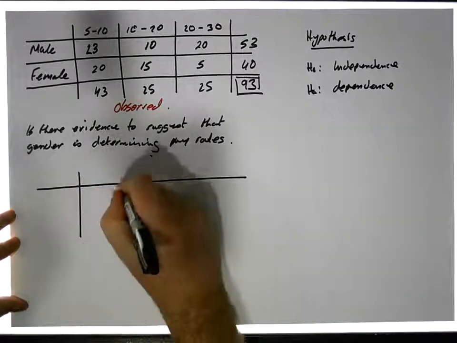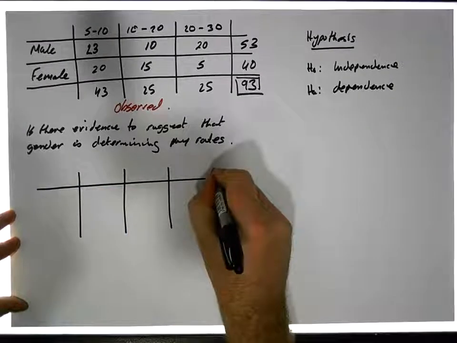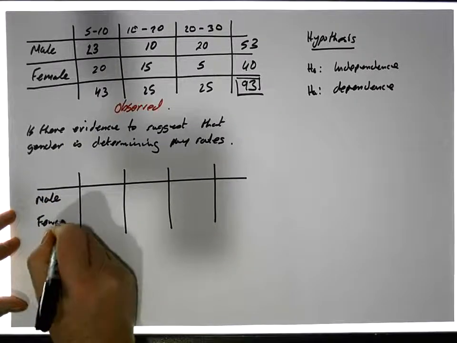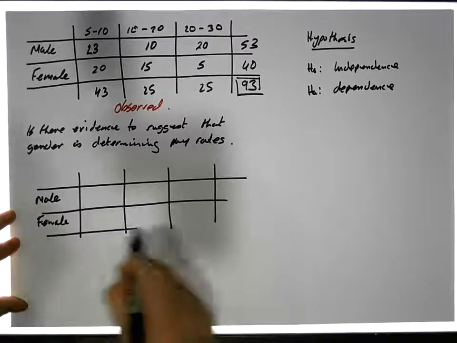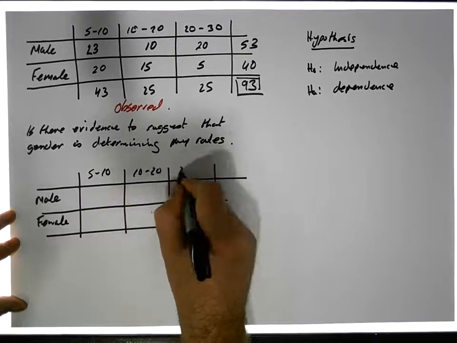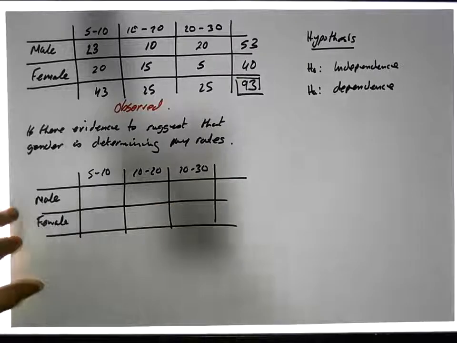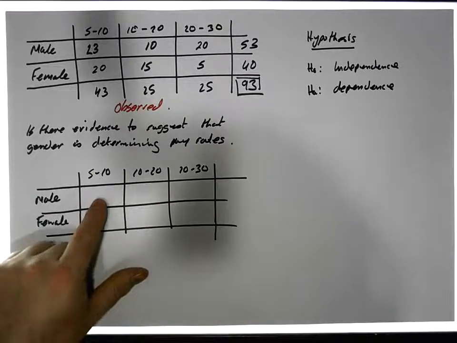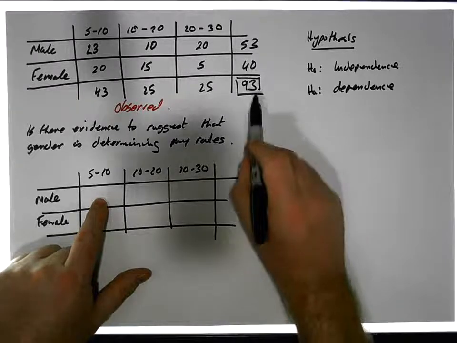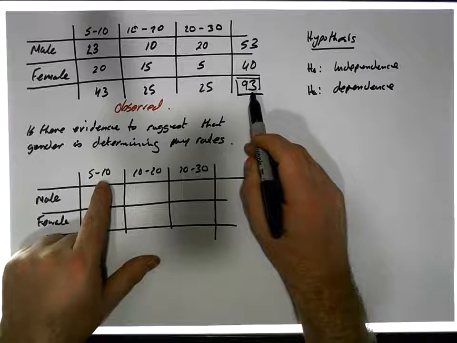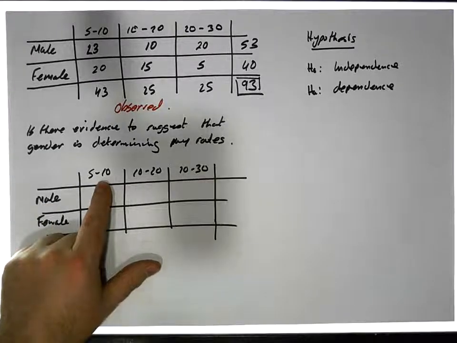If everything was independent of each other, males, female, 5 to 10, 10 to 20, 20 to 30. Well then, if everything was independent of each other, what's the probability that out of the 93 people, I'd get a male and they are paid between 5 and 10 euros, if that makes sense.